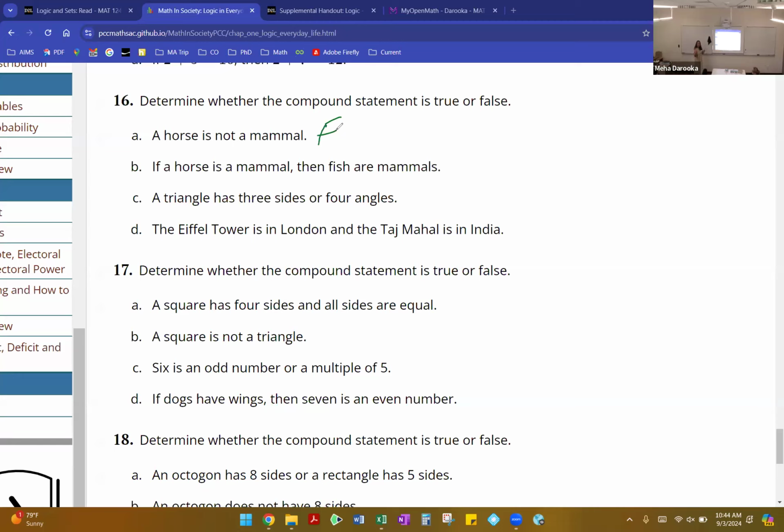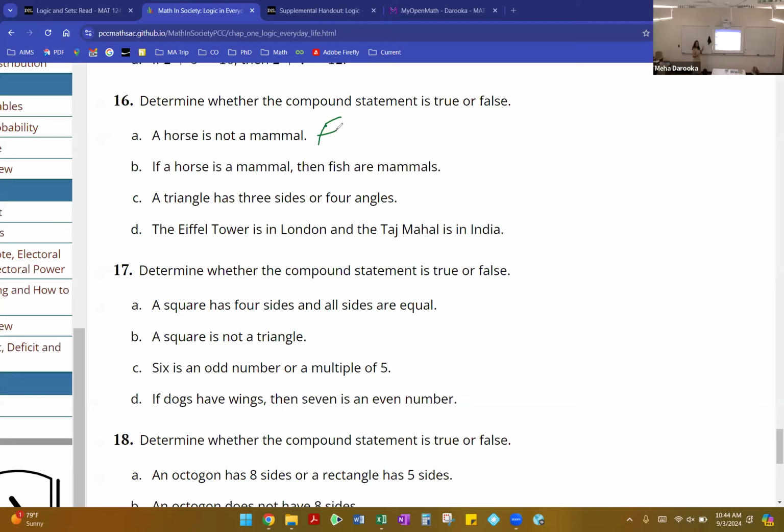Which is the one situation in which a conditional statement is false? If the proposition is true, but the outcome is false. Very good. Did you hear what Dominic said? If the proposition, the first part, is true, but the second part is false, that's when the statement fails. All right, so keeping that in mind, if a horse is a mammal, then fish are mammals.